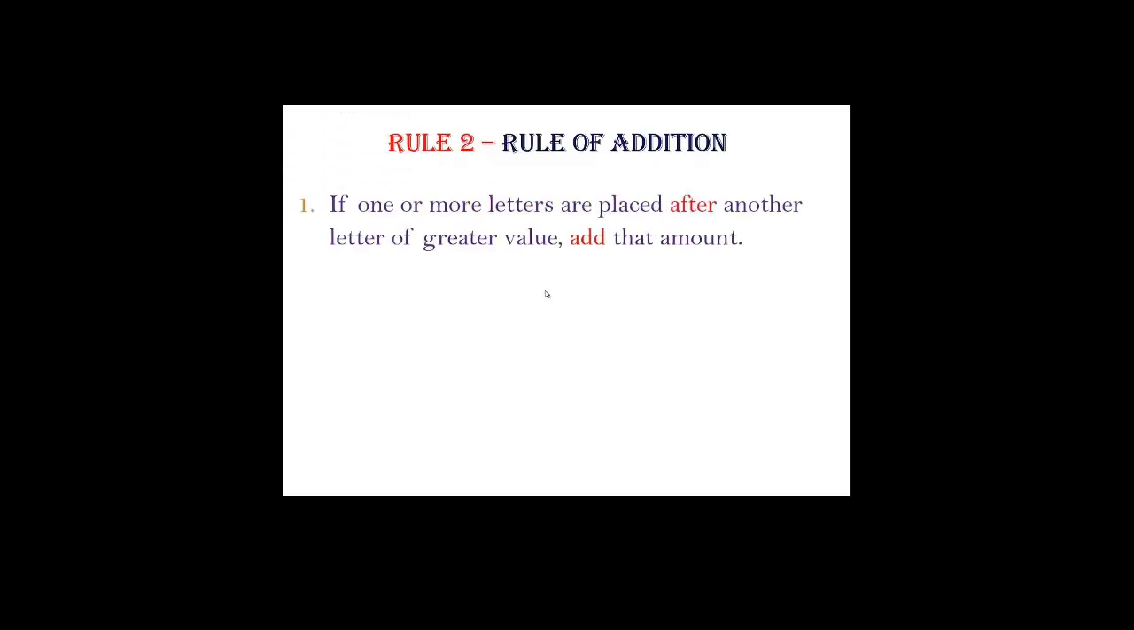Rule number 2, rule of addition. If one or more letters are placed after another letter of greater value, add that amount. Let me explain with an example. See, V and I. V has a value of 5 and I has a value of 1. According to this rule, when a smaller value is written after a greater value, it has to be added. So 5 plus 1 will give you 6. So the value of VI is 6.